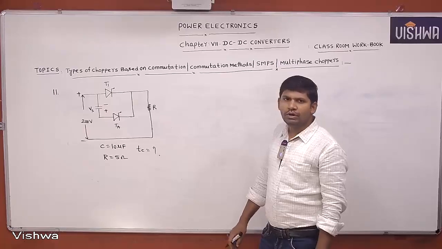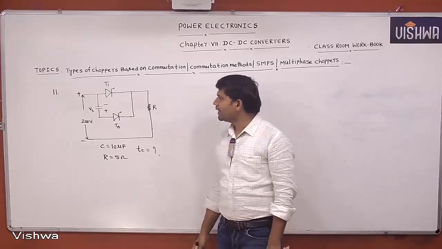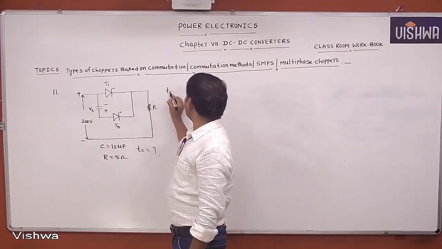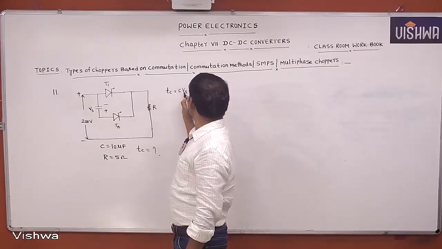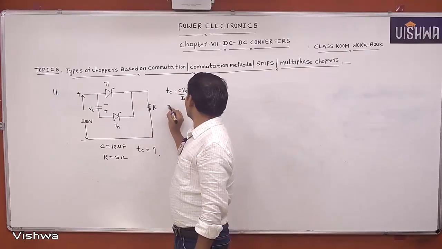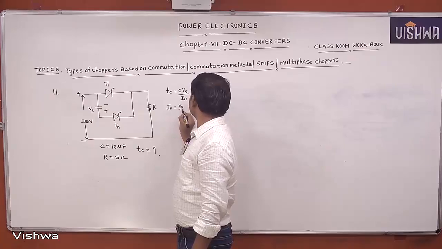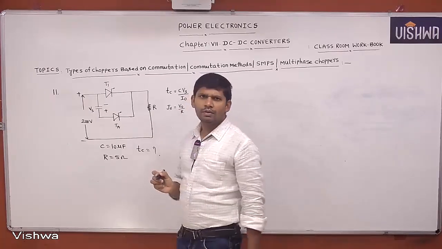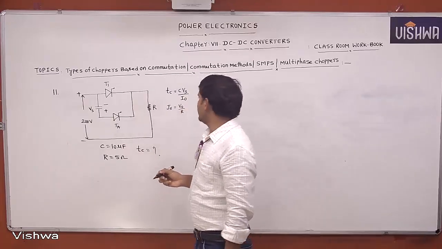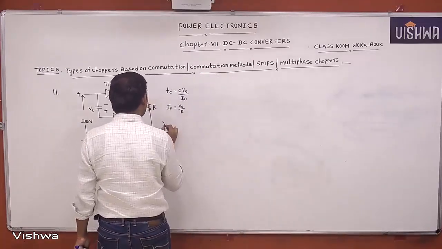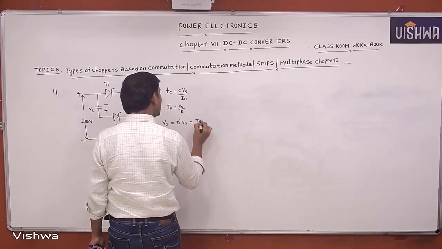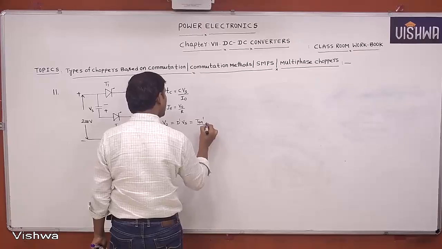If you take this voltage commutation circuit, there is one formula for circuit turn-off time: Tc equal to CVs by I naught. Then how to calculate I naught? I naught equal to V naught by R. Then what is V naught? V naught equal to D dash into Vs. What is D dash? T on dash by T into Vs.